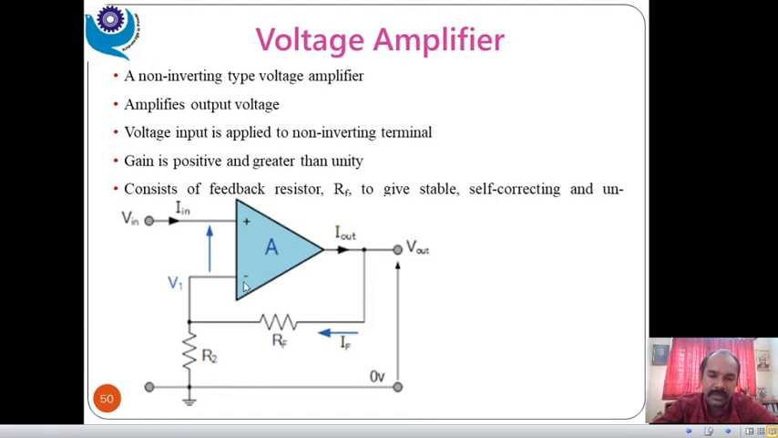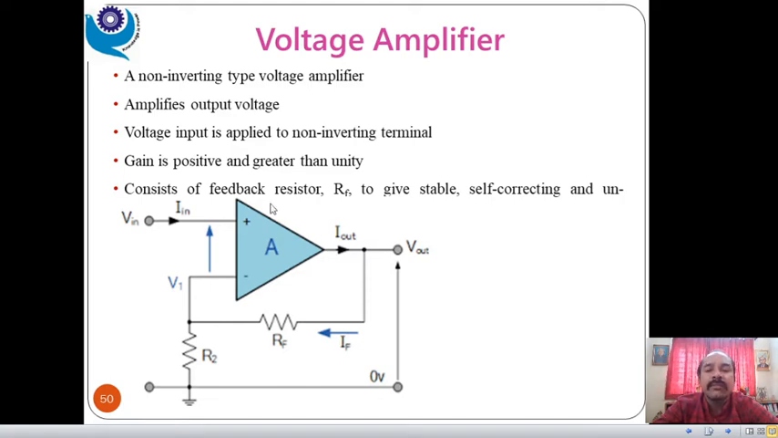The circuit displayed on the screen right now is in non-inverting mode, because we have given the input to the non-inverting terminal, the plus input. RF and R2 are the two resistors which decide the gain of the amplifier. There are many features of an op-amp: input impedance is infinite, meaning very high, ideally infinite, but practically around 2 mega ohms. Output impedance is 75 ohms, very small.